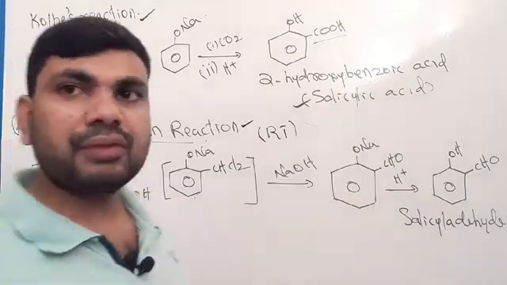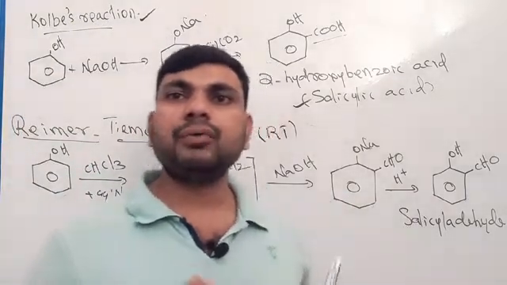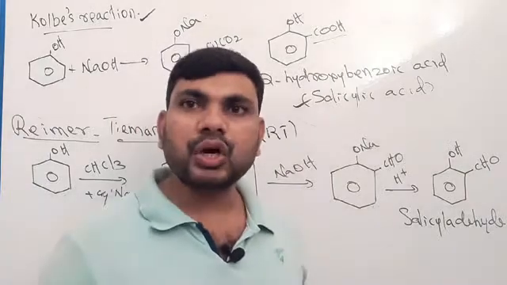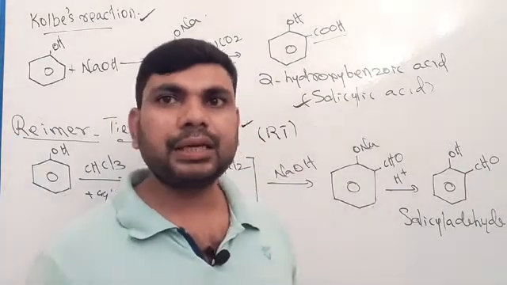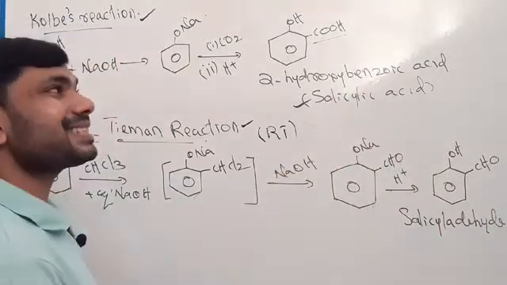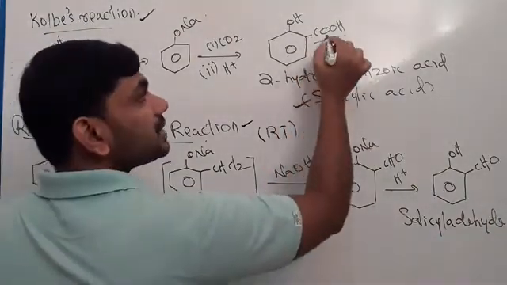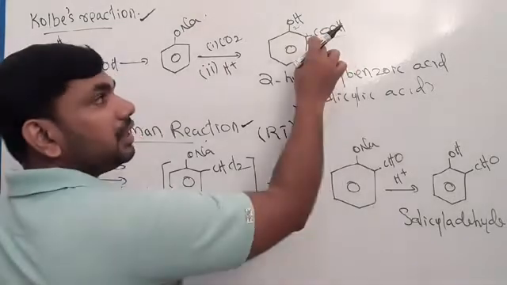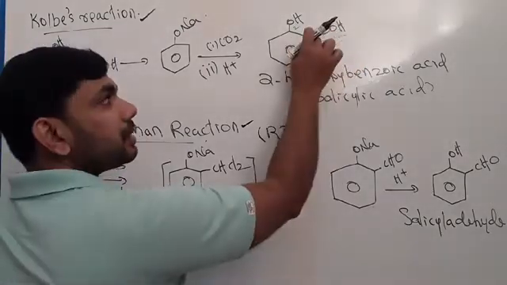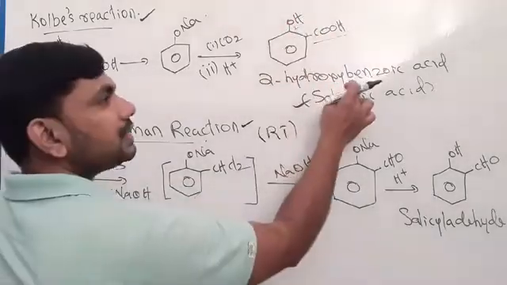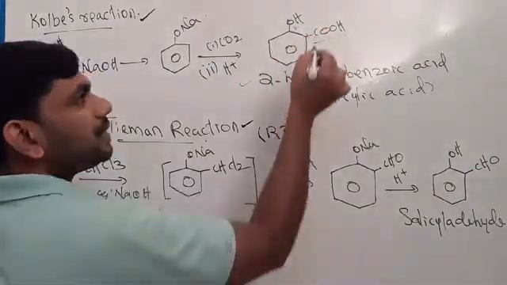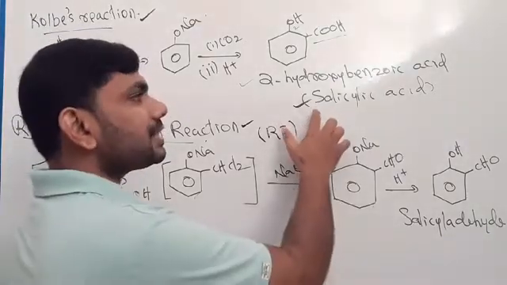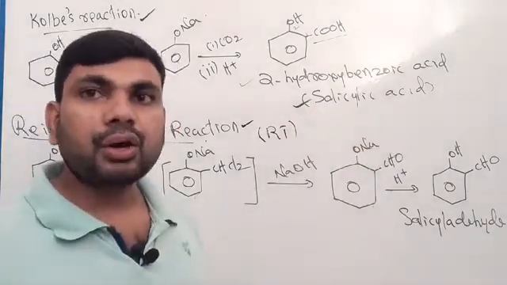First we discuss Kolbe's reaction. Kolbe's reaction means phenol reacting with sodium hydroxide, sodium phenoxide will be formed. Sodium phenoxide reacts with carbon dioxide in acidic medium to give salicylic acid. This is ortho. Here this is the main group and this is the substituent group, so you can say 1, 2. We have to give priority to carboxylic acid. This is first number, this is second number. So 2-hydroxybenzoic acid, that is salicylic acid. This is the product of Kolbe's reaction.